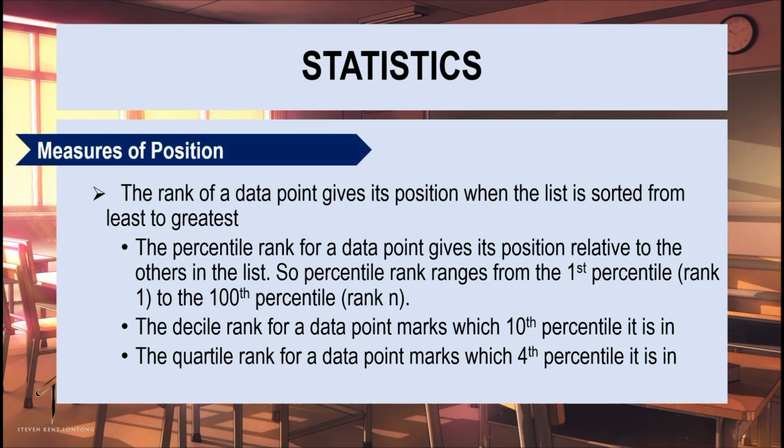Then measures of position. The rank of a data point gives its position when the list is sorted from least to greatest. The percentile rank for a data point gives its position relative to the others in the list. So percentile rank ranges from the first percentile to the 100th percentile. Okay, so percentile rank yun. Pag sinabi namang decile rank for a data point, so it marks which 10 percentile it is in. For quartile naman, that is 4/4 percentile naman siya.